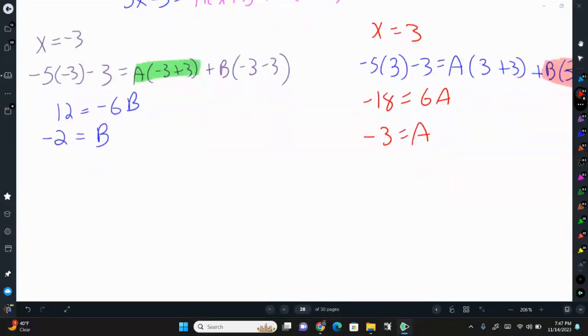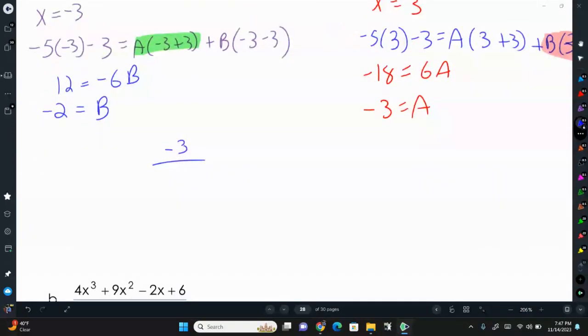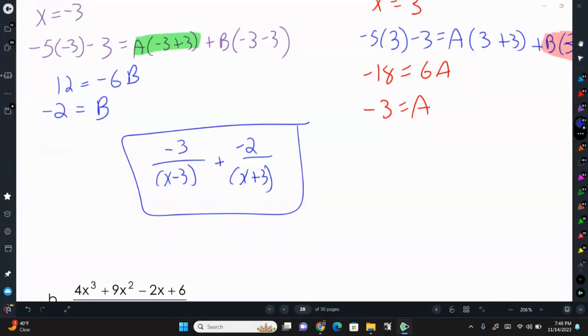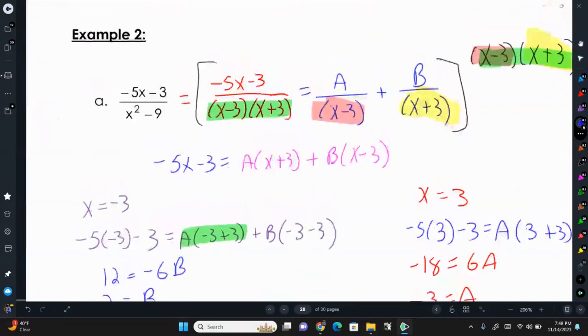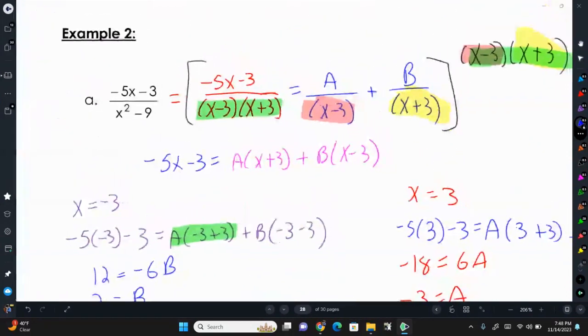All right, so we have -3 over x minus 3 minus 2 over x plus 3. Or again, we can do plus negative. It doesn't matter. So this fraction here, if we were to add that, we would get the original -5x minus 3 over x squared minus 9.